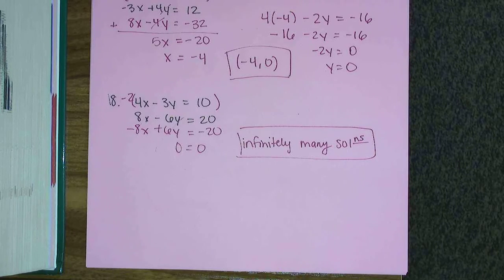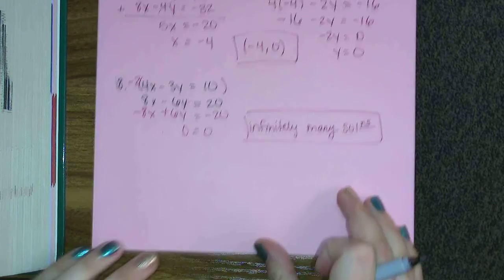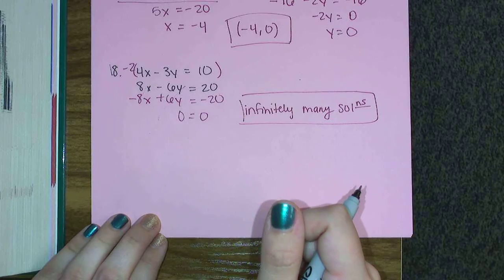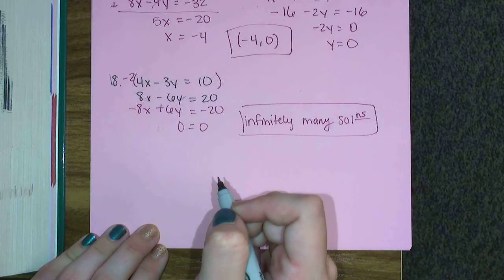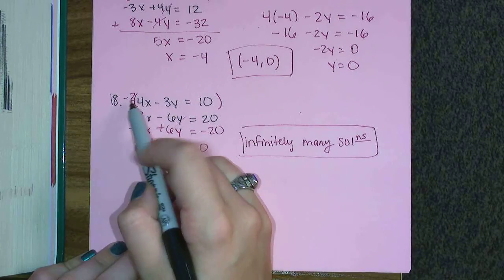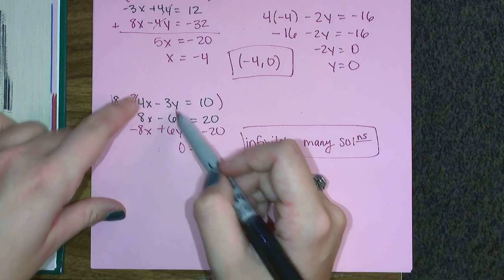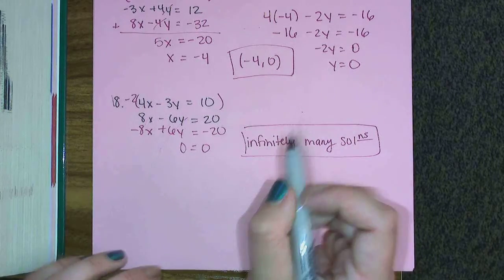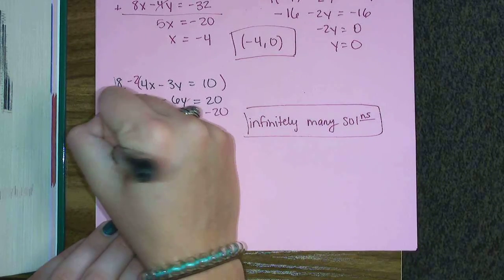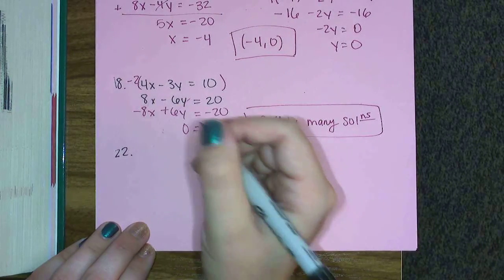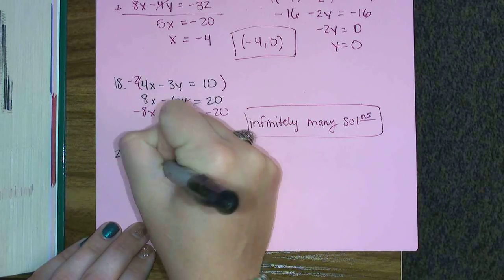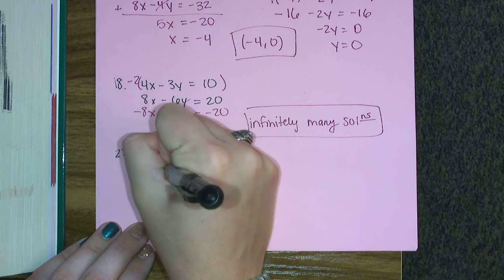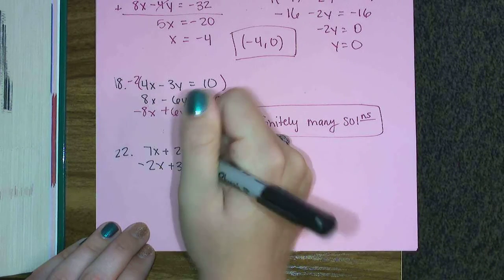All right, 22 is a good one. I'm going to set it up for you guys, and then I'll let you do it. I'm just multiplying this equation because I have to be able to cancel a variable. All right, so this one, 22, I have 7x plus 2y is equal to 11, and I have negative 2x plus 3y is equal to 29.